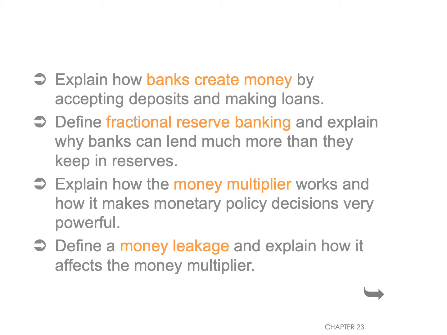First, we'll be explaining how banks create money by accepting deposits and making loans. We'll define a fractional reserve banking system and explain why banks can lend much more than they keep in reserves. We'll explain how what's called the money multiplier works and how it makes monetary policy decisions potentially very powerful. We will define what a money leakage is and explain how it affects the actual size of the money multiplier.